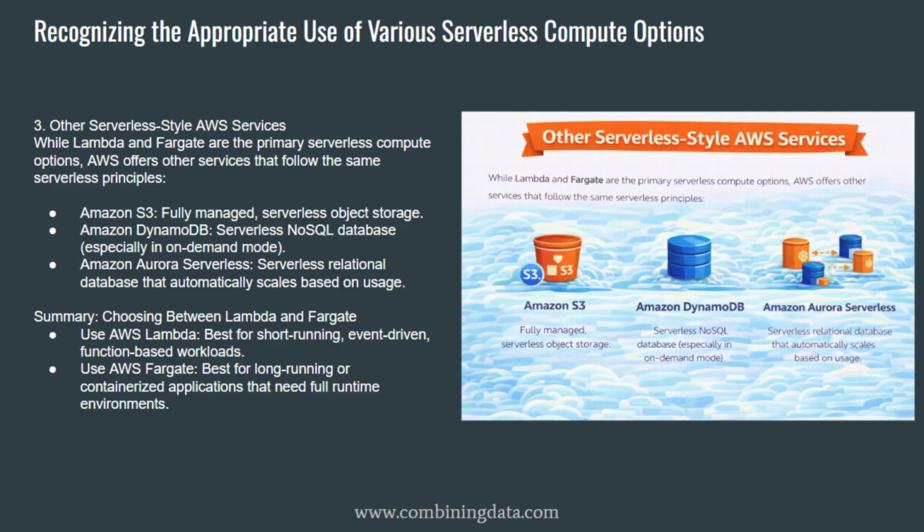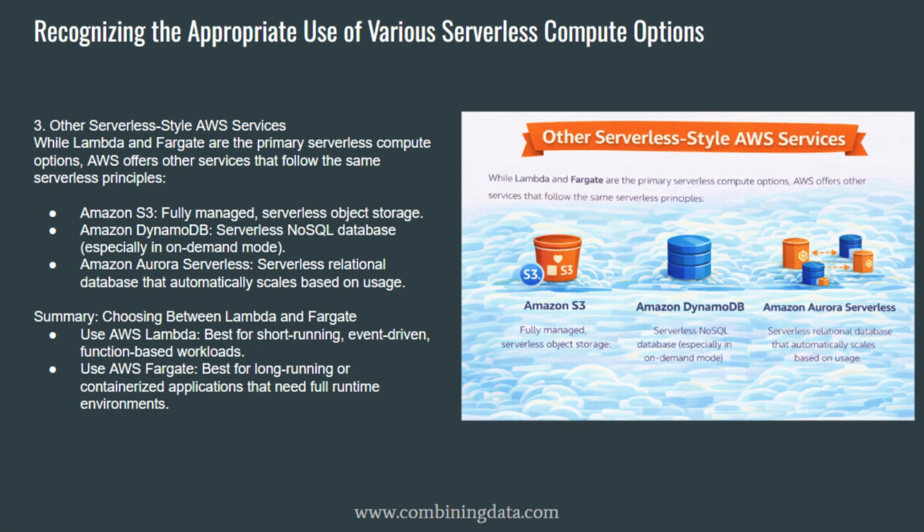Summary: Lambda versus Fargate. Let's summarize this in exam-ready terms. Use AWS Lambda when the workload is event-driven. Execution time is short. You want fine-grained, per-request billing. You don't need a full OS or container runtime. Use AWS Fargate when the workload is container-based. You need more control over the runtime. The application runs longer. You want serverless benefits without managing EC2.